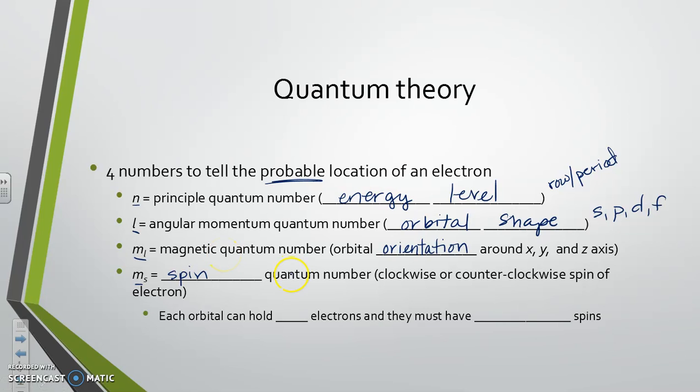We need to know that because each orbital can hold 2 electrons and no more than that. It can hold less, but it can't hold more. So don't try to put more than 2 electrons in each orbital. It doesn't work. And when you put those 2 electrons in there, they must have opposite spins. You can't have 2 of them going in the same direction, and then the orbital spins out of control, right? No, I'm just joking.